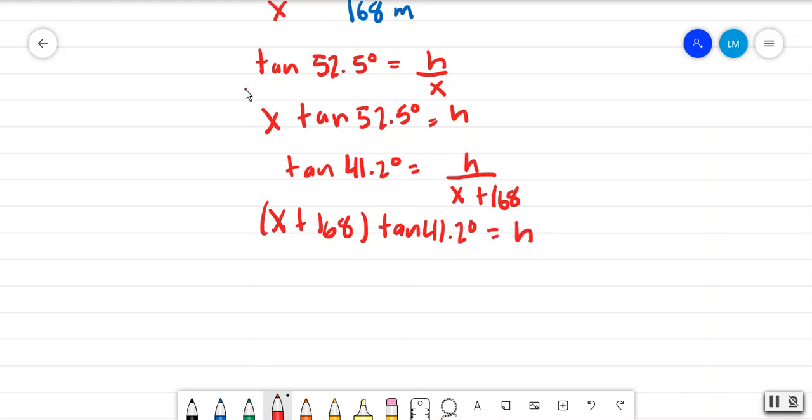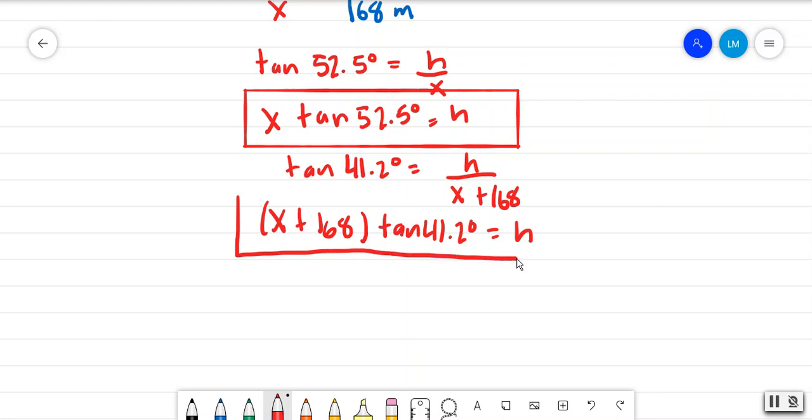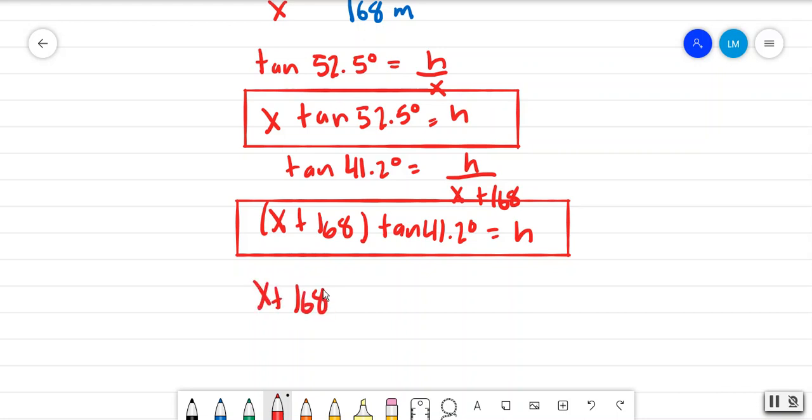So now it's like I have an expression that deals with both h in terms of x. Now this is not necessarily a problem, but it does get a little bit messy. So for example, we can say that we have x plus 168 multiplied by tangent of 41.2 degrees is equal to, well, in this case, x tangent of 52.5 degrees.